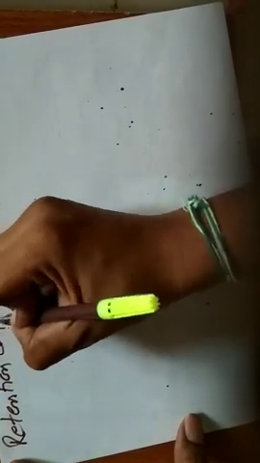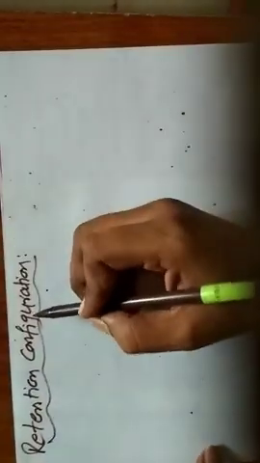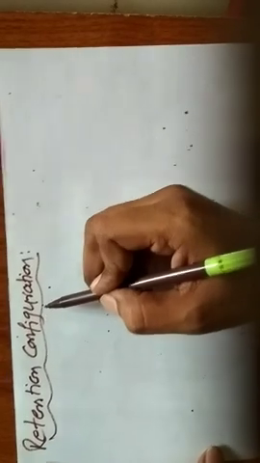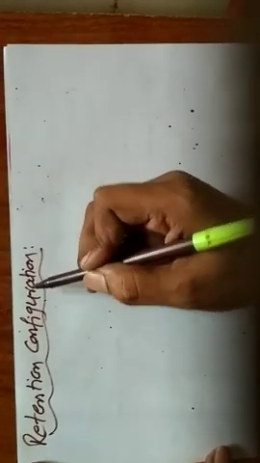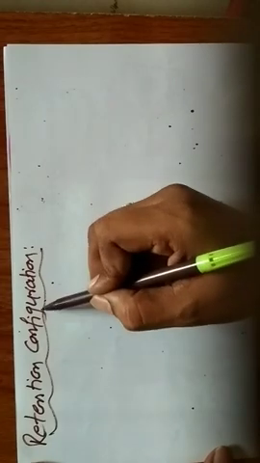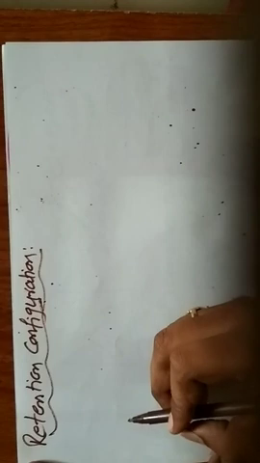Retention means as it is. Retention configuration. Configuration means structure, arrangement. What is the meaning of configuration? Configuration means the structure or arrangement of atoms. Simple meaning. In chemical terminology, we use configuration. Retention configuration means we are taking the same molecule.